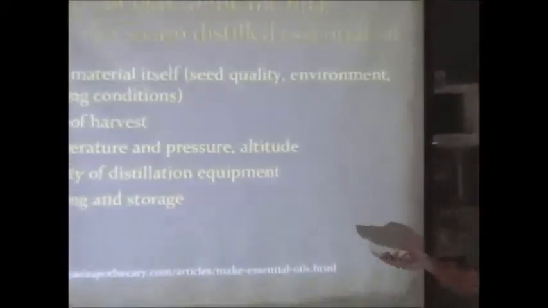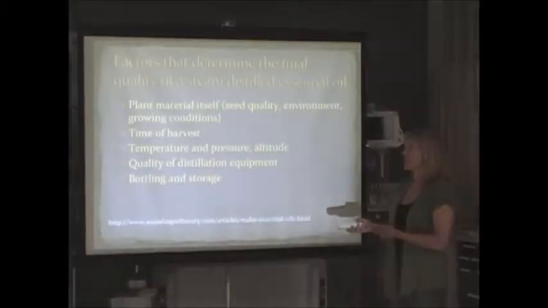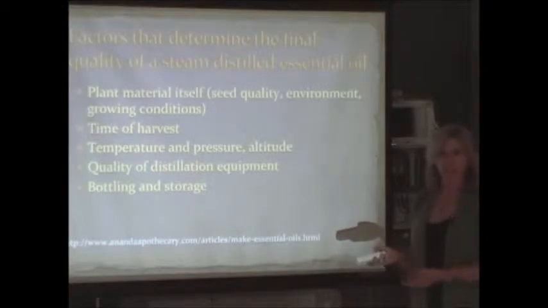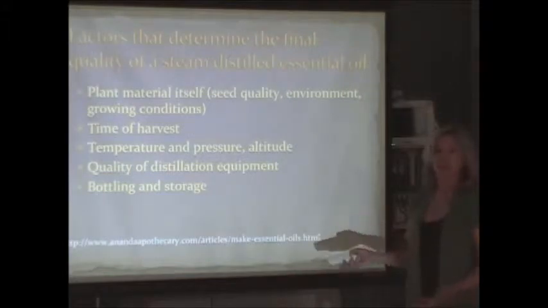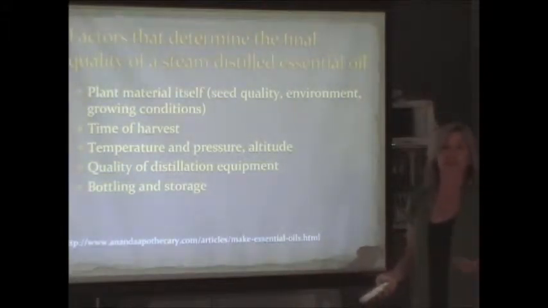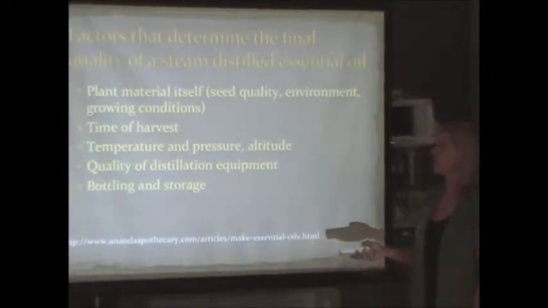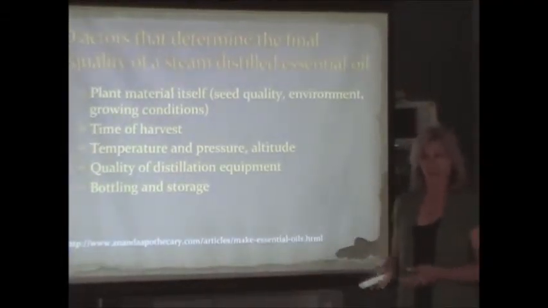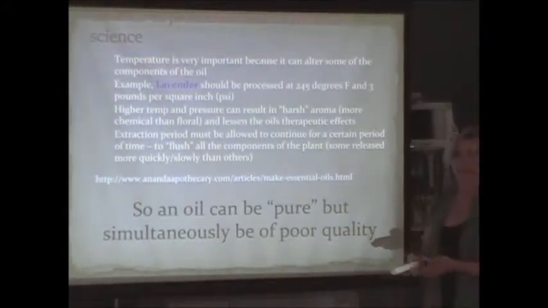This is just a bigger picture of how, it's very simple, but it's a very important process. And there's factors that determine the quality of the oil, and this is a very important point. It's the plant material itself, the seed quality, environment, the growing conditions, the time it was harvested, the temperature and pressure, altitude. Altitude, lavender, for example, in France, the best lavender is at the higher altitudes between 2,500 and 3,000 feet, and it gives a different kind of the finest oil. So lavender is various species too, which we'll talk about in a bit. So the quality of the distillation equipment and the bottling and storage of it are very important too. So it's really an art and a science, the distillation.